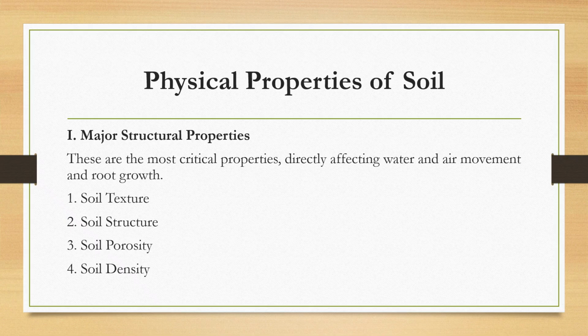The fourth soil physical property is soil density. Soil density is the mass of soil per unit volume. The most commonly measured form is bulk density, which includes both solids and pore spaces. In particle density, no pore spaces are taken for measurement. It is an important indicator of soil compaction. A high bulk density means low porosity and severely restricts root growth and water infiltration.